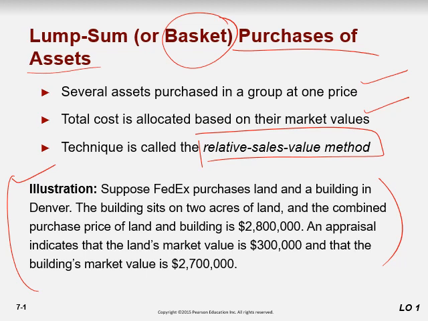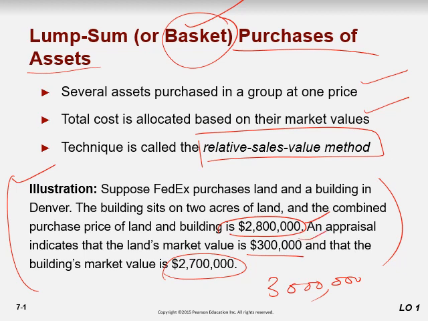So the crux of this illustration is that you bought land and building in a combined basket purchase for 2.8 million. So when you revalue or appraise the value, you found out that the market value of the land is 300,000 and the building is 2.7 million. So total this is 3 million, right? And you bought it for 2.8 million. So how are we going to record it? Well, what is the cost of land and what is the cost of building?